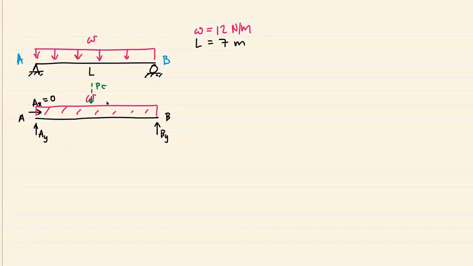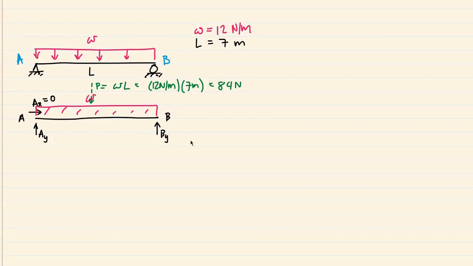So we can figure out what P is by taking W and multiplying it by L. W we know is 12 newtons per meter and L is 7 meters. And if we do the math, that resolves to 84 newtons. Now do note that when you draw your shear and moment diagram, do not use this P load in the middle. We're only doing this so we can figure out what the reactions are. We're going to have to draw the shear and moment diagram based on the actual loading and actual reactions, so this actual W load and the actual AY and BY reactions.